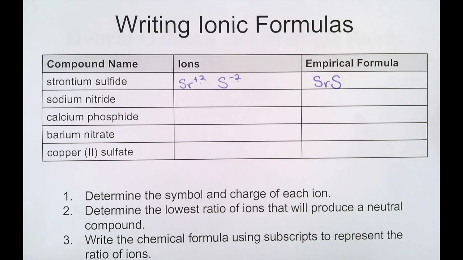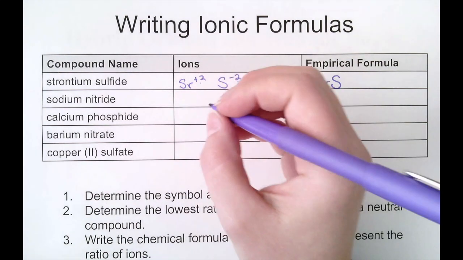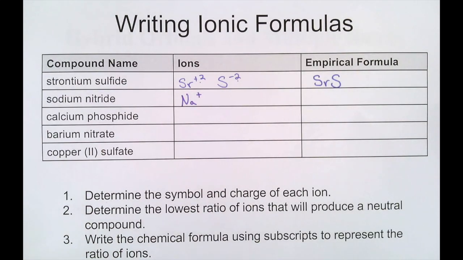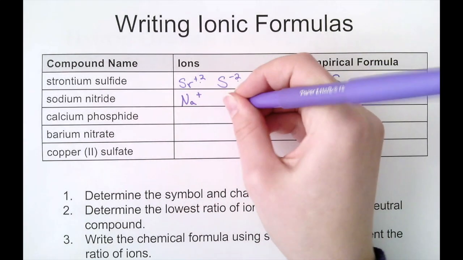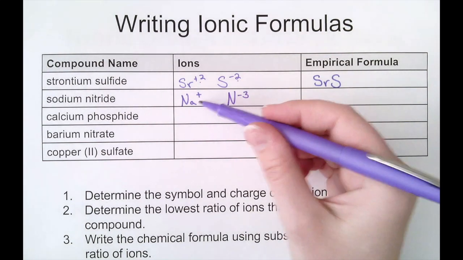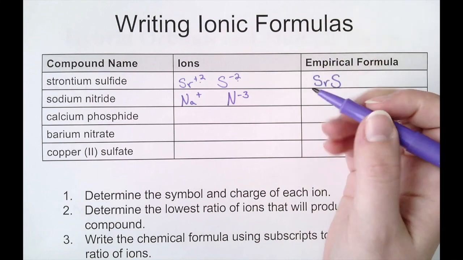Let's look at sodium next. Sodium has 1 valence electron. It's going to lose that to form a +1 ion. Nitride, on the other hand, has 5 valence electrons, so it's going to gain 3 to form a -3 ion. Now, +1 plus -3 does not add up to 0.